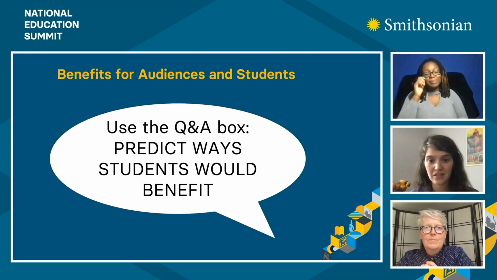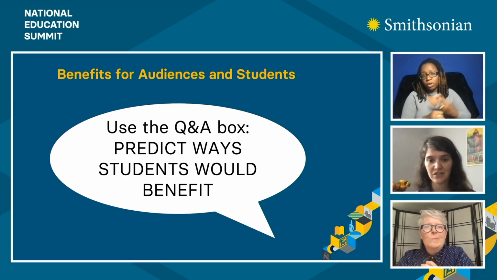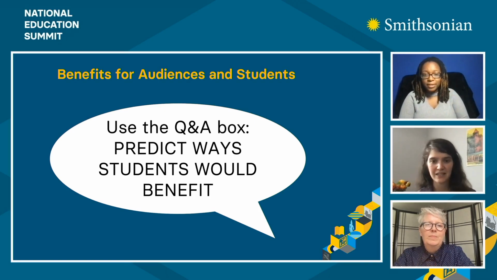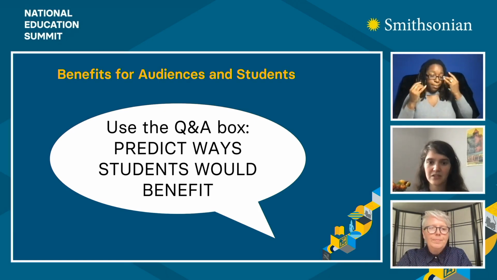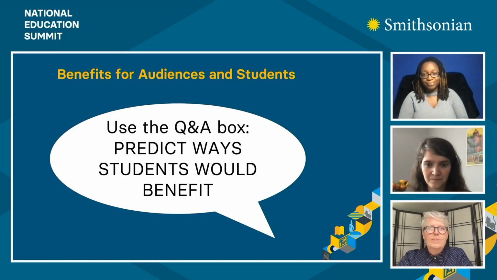And while she's sharing that, we invite you to use the Q&A box to predict some ways that students might benefit from these activations that Andrea is describing. And then we'll come back and process some of what you all have shared about those connections after she's done sharing from her museum perspective. Yeah, this is going to be good.